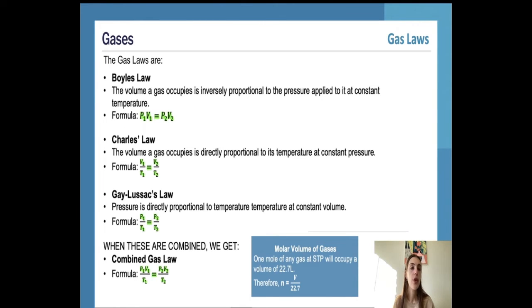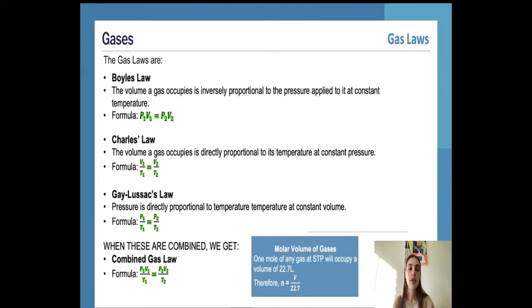So Boyle's law is going to consider the volume that a gas occupies, and that will be inversely proportional to the pressure applied to it at a constant temperature. So our formula will be P1V1 equals P2V2. And so this is typically used if we want to find the pressure of a gas and we know the volume of the gas, or if we want to find the volume of a gas and we know the pressure of the gas.